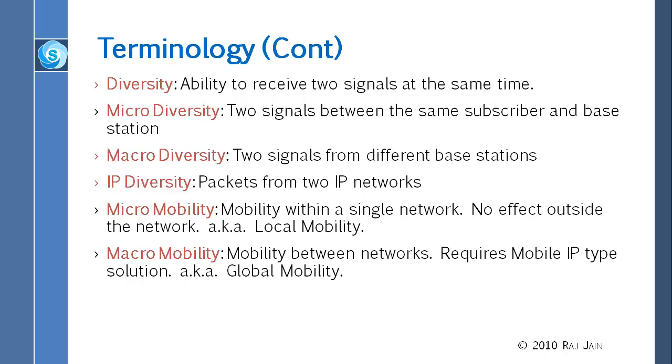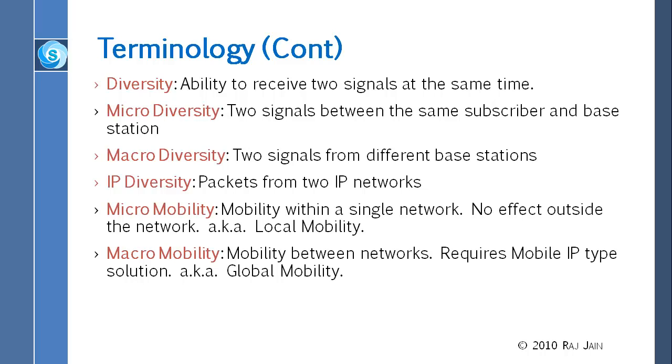Microdiversity is two signals between the same subscriber and the base station. And then macrodiversity is two signals from different base stations. So in microdiversity, you are not changing your base station. In macrodiversity, you are changing the base station. In IP diversity, you are changing routers. So basically, you are talking to two routers.